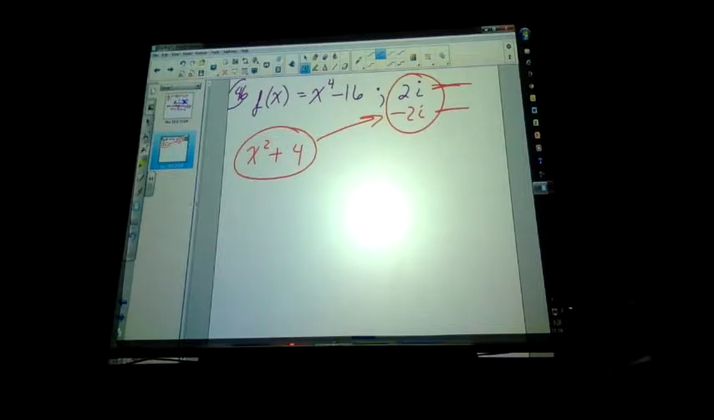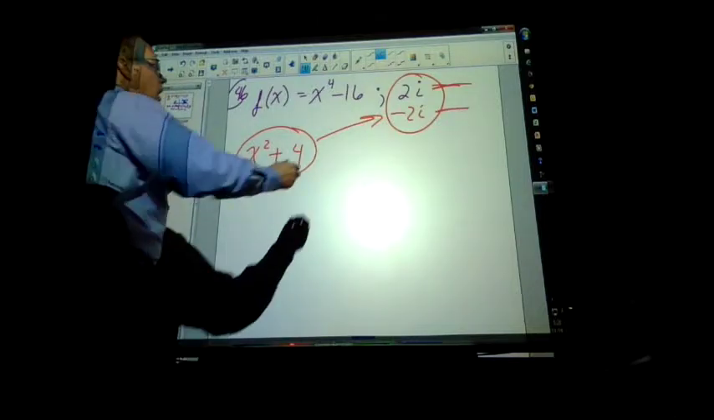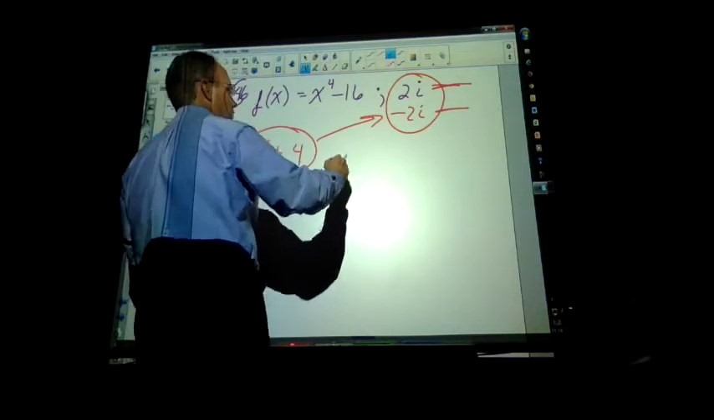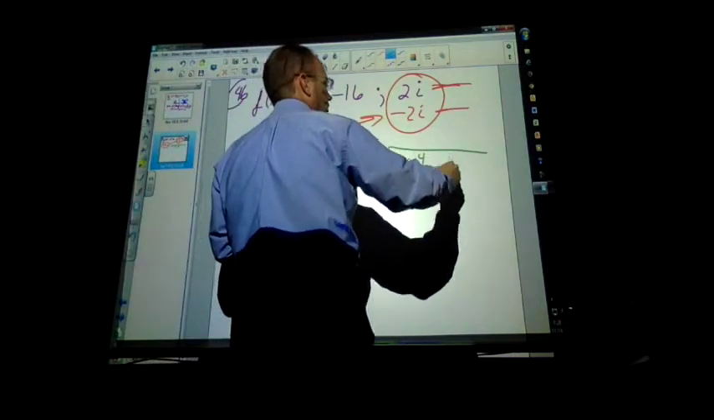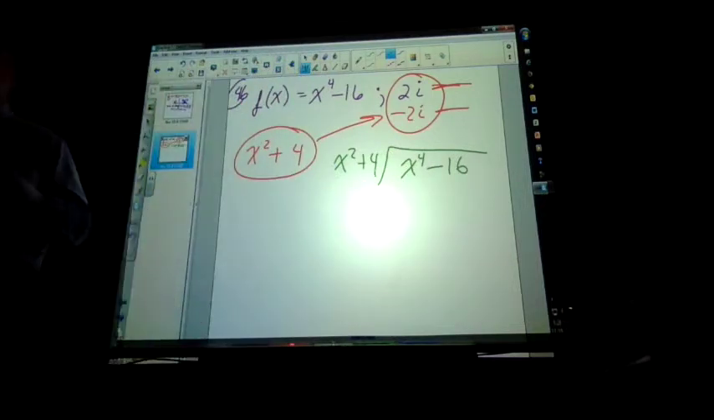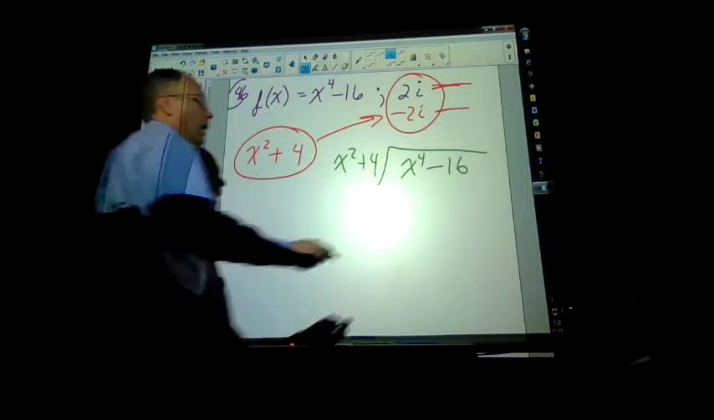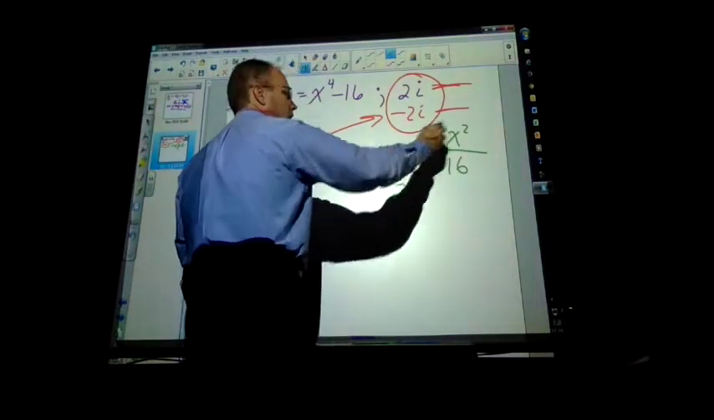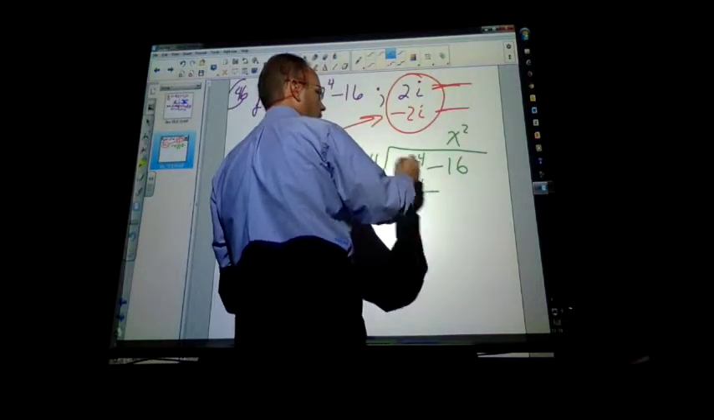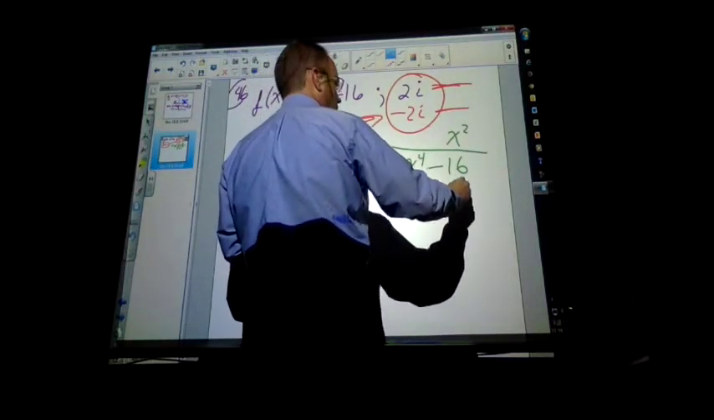Being that you had the i, don't go and synthetically divide using i. Use the long division on these. So I'm going to go x squared plus 4 into x to the 4th minus 16. What should I multiply x squared by in order to get x to the 4th? X squared, okay? So x squared times x squared is x to the 4th. X squared times 4 is positive 4x squared.